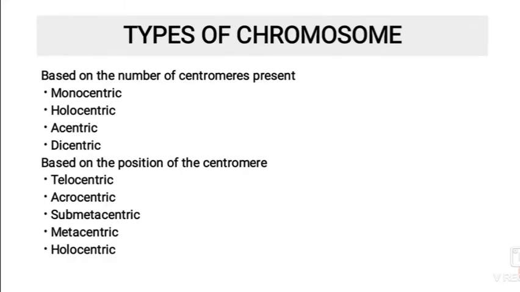Acrocentric chromosomes are L-shaped or J-shaped, with centromeres near the center of the chromosome, giving rise to two unequal arms. Metacentric chromosomes are V-shaped, with the centromere in the middle, giving rise to two equal arms. The last one is holocentric, where the chromosomes have diffuse centromeres.